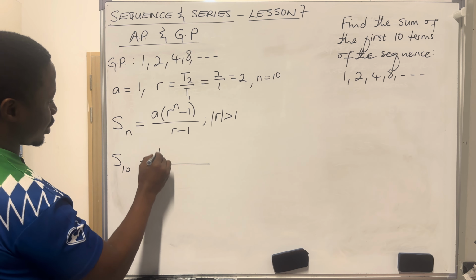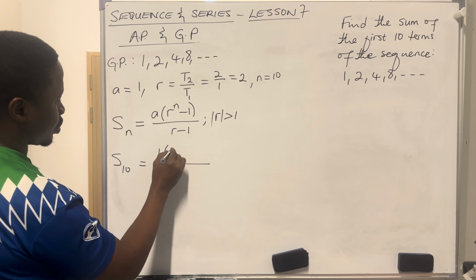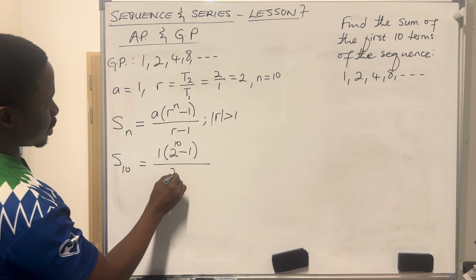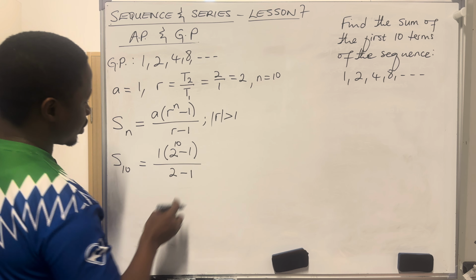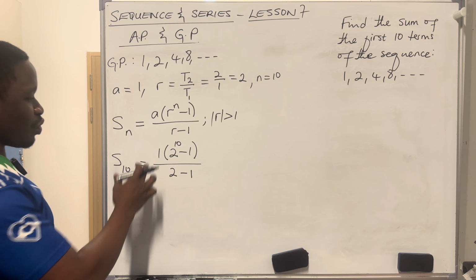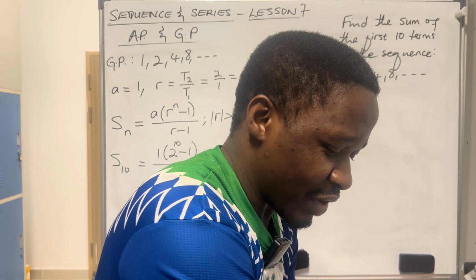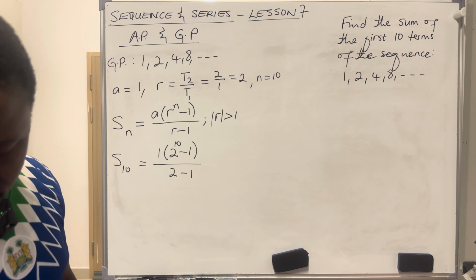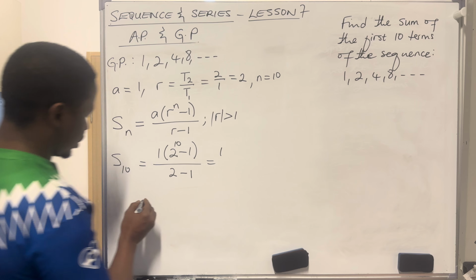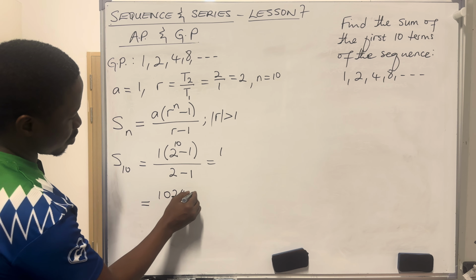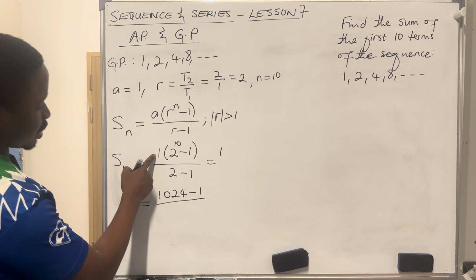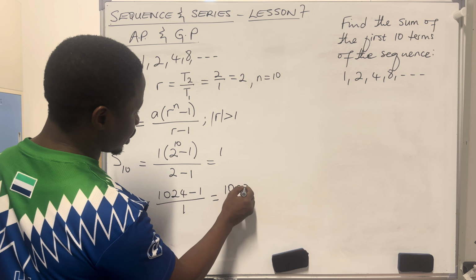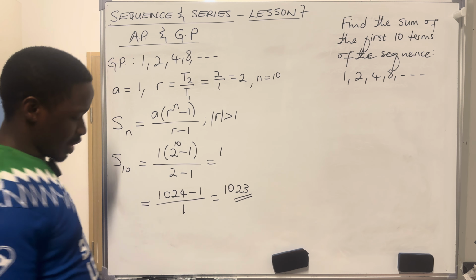What is a? a is 1. What is r? r is 2, to the power n, which is 10, minus 1, over r minus 1, which is 2 minus 1. 1 multiplied by any value is the value itself, so it doesn't affect anything. 2 to the power 10 is 1024. 1024 minus 1 is 1023. 2 minus 1 is 1, and dividing by 1 will not make any difference. So this is what we have.